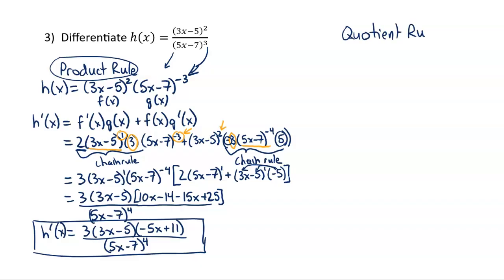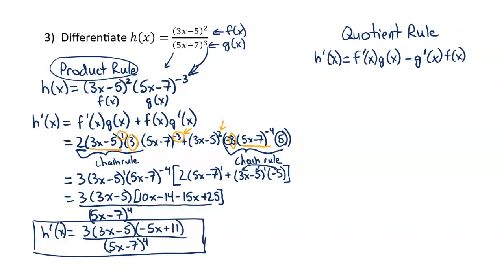The product rule works every time, and that's why it's so useful, and that's why you need to be really comfortable with it. But the other way we could have done this is we could have used the quotient rule. If we use the quotient rule, then we are not going to write our g of x function with a negative 3. We're going to keep it as (5x − 7) to the power of 3. And so when we go to take the derivative, here's the general form of the quotient rule. It's the derivative of the first function times the second function, minus the derivative of the second function times the first function. Divide all of that by the second function squared.